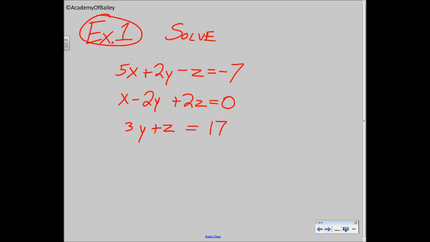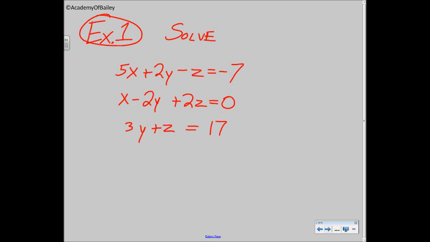There's 2 methods. Linear combinations is one method, which means that you're going to try to cancel out one of the variables, x, y, or z, or the other method is substitution. I think we're going to cover an example of both. And in this example, I'm looking here, and I'm thinking maybe we try a little bit of both.